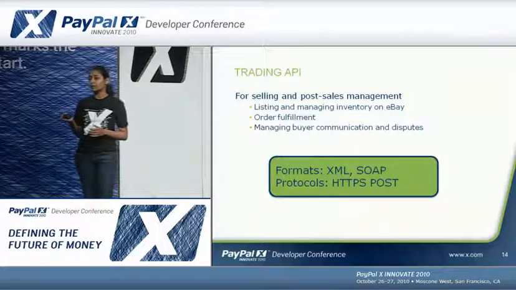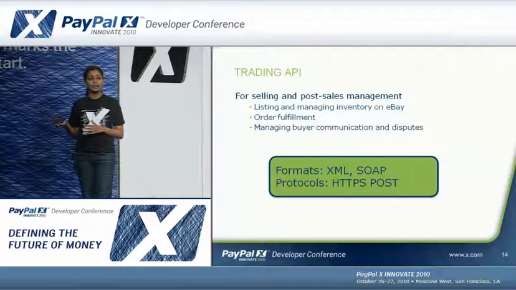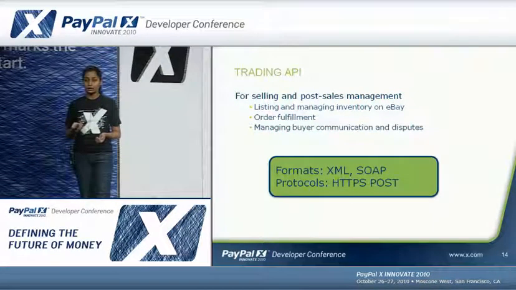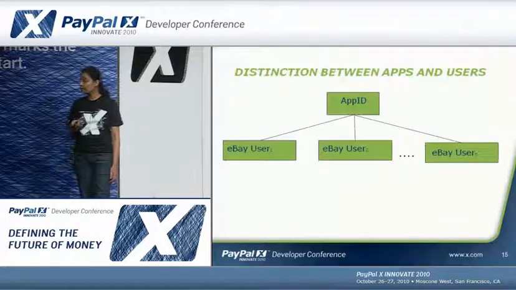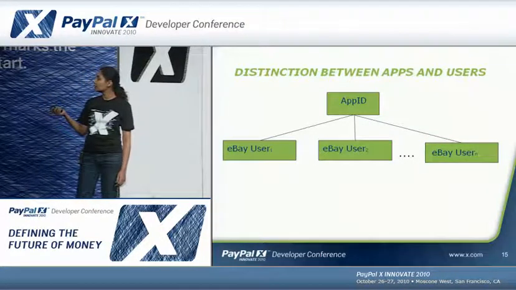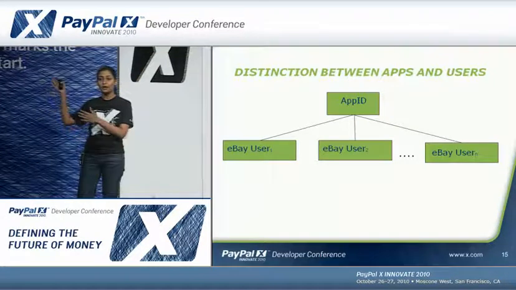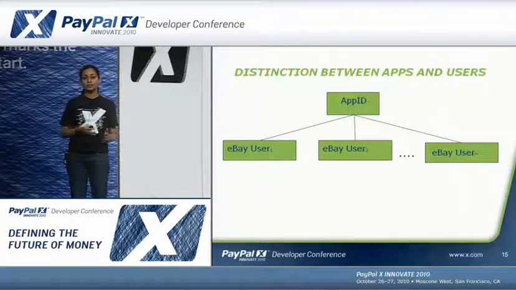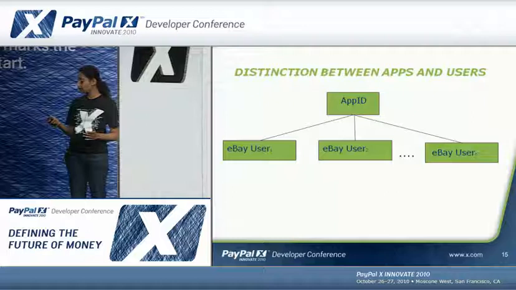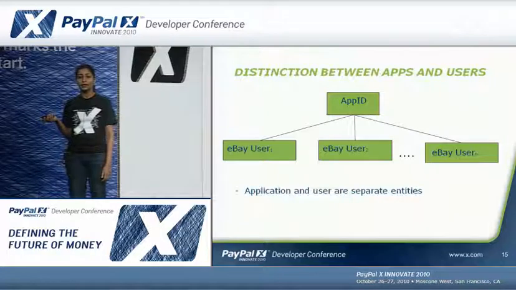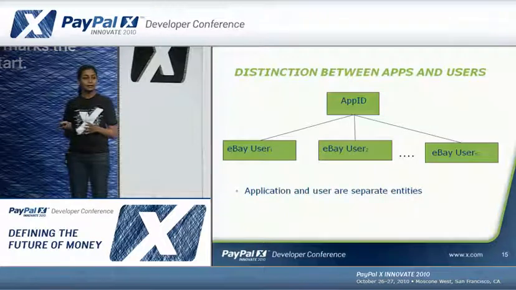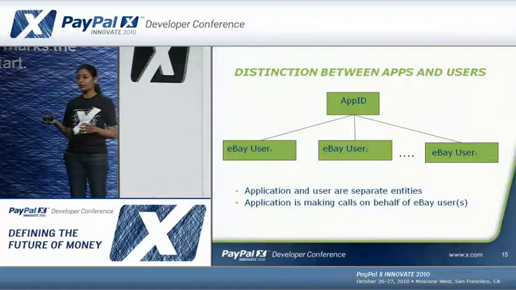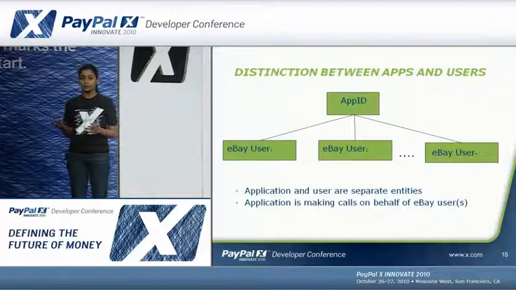And a trading API call is, you could either submit XML calls or SOAP calls made over HTTPS post. Now, this is what a typical trading API application will look like. You have an app ID, which is identifying your application, and then your application could be servicing one or more sellers. The key takeaway from this slide is that the app ID, your application, is different from an eBay user. They're two distinct entities, and your application is only making calls on behalf of these eBay users.